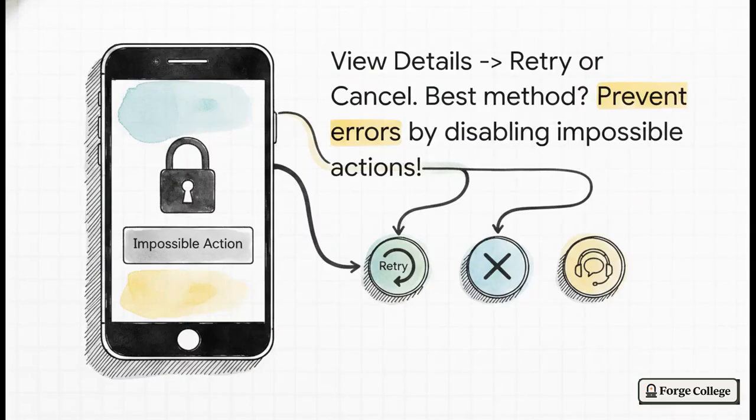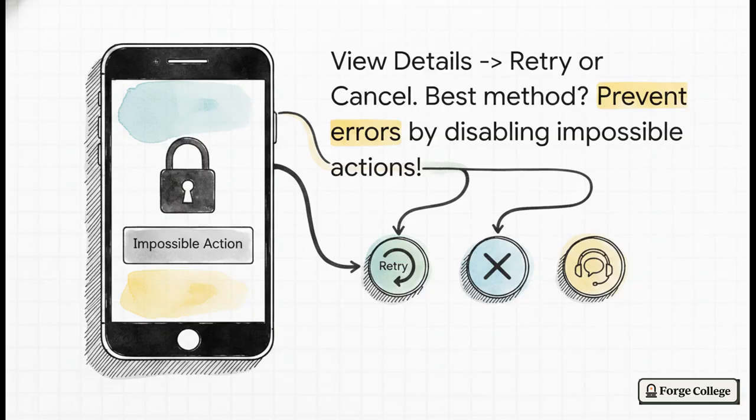But what happens when things actually do go wrong? Because they will. Well, you need a clear recovery path. Think view details, then retry, cancel, or contact support. The mental cost of figuring out what to do after an error should be far, far lower than whatever mental cost led to the error in the first place.